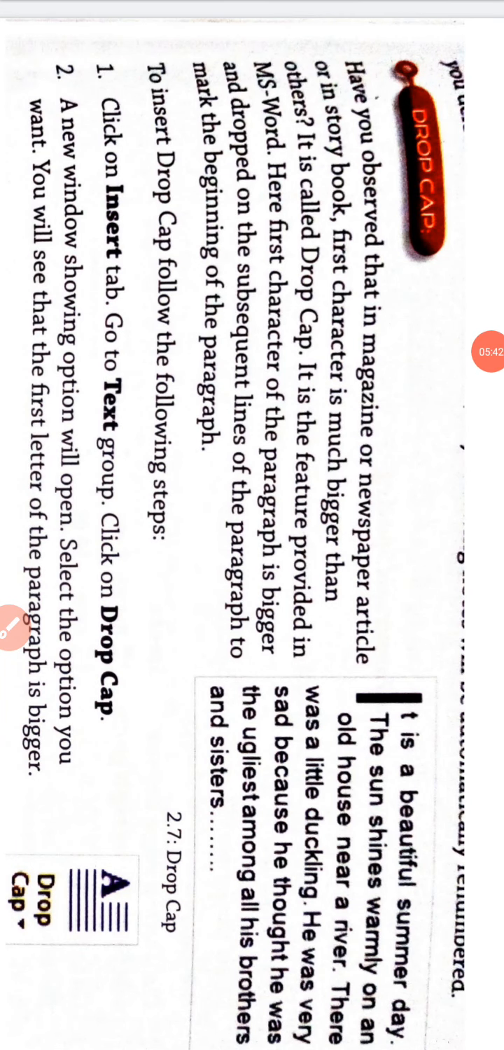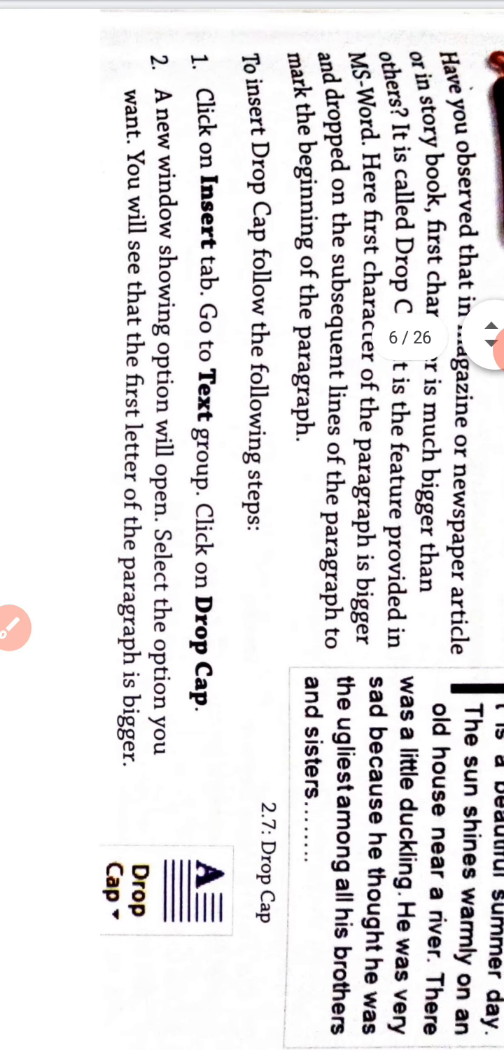Drop cap. Have you observed that in magazines or a newspaper article or in a storybook, the first character is much bigger than others? It is called drop cap. It is a feature provided in MS Word. Here the first character of the paragraph is bigger and dropped on the subsequent lines of the paragraph to mark the beginning of the paragraph.